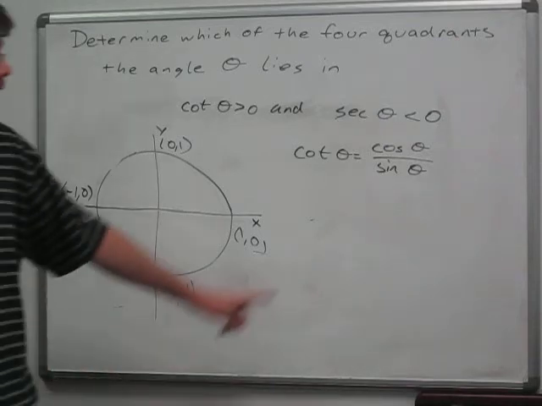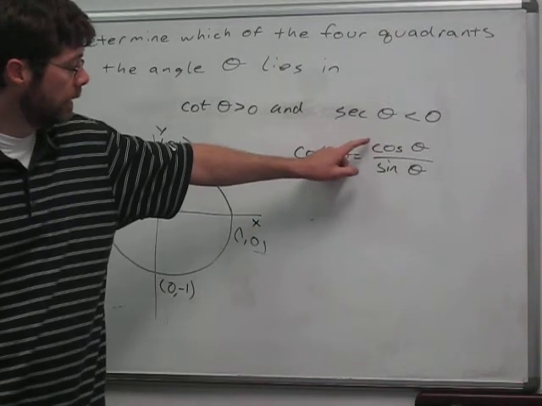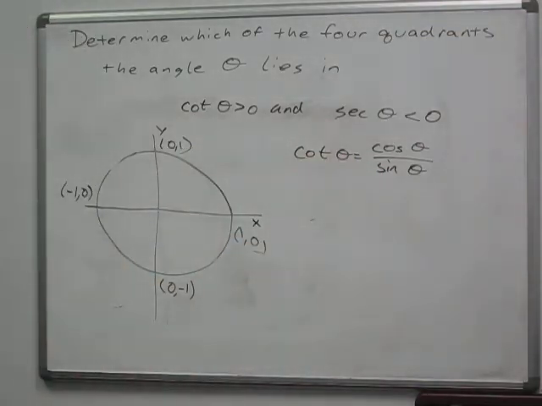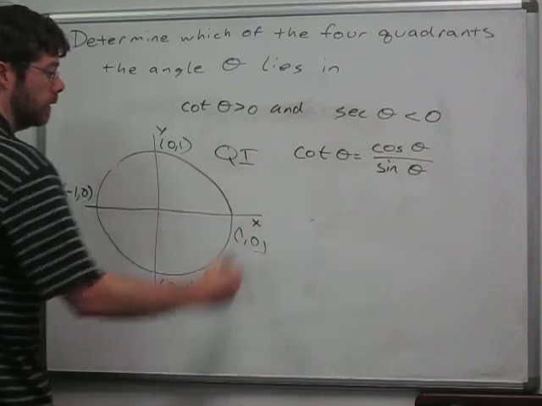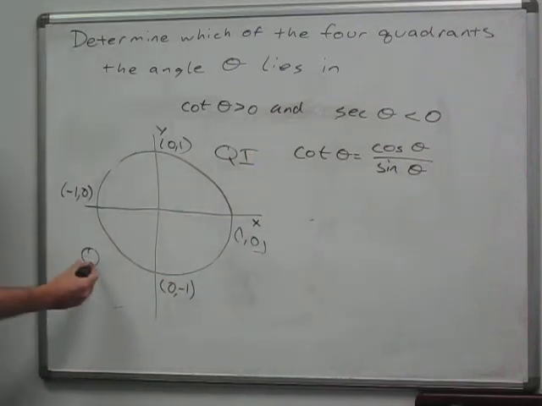Right? So on the unit circle, we're thinking that the x and the y coordinates have to have the same sign. Well, they have the same sign in quadrant 1, where they're both positive, and they're both negative in quadrant 3.